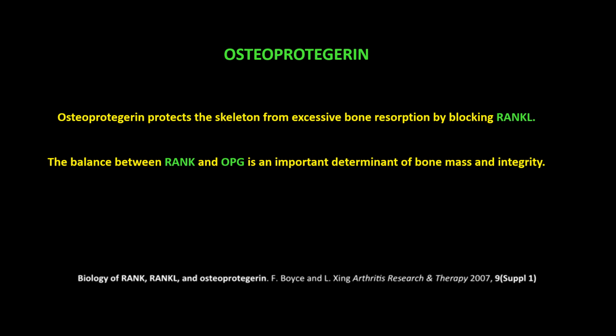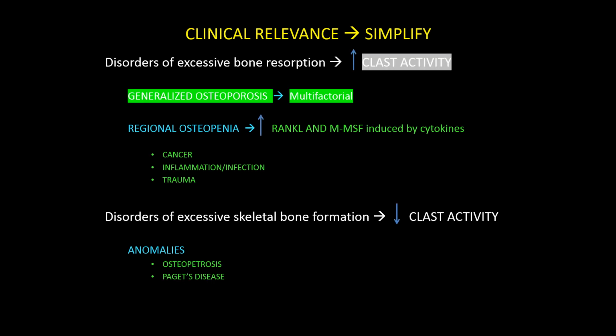The balance between RANK and OPG is an important determinant of bone mass and integrity. What is the clinical relevance? The idea is to stick to principles and simplify. Generalized osteoporosis is common. The differential diagnosis is overwhelmingly increased clast activity, and the causes are multifactorial.